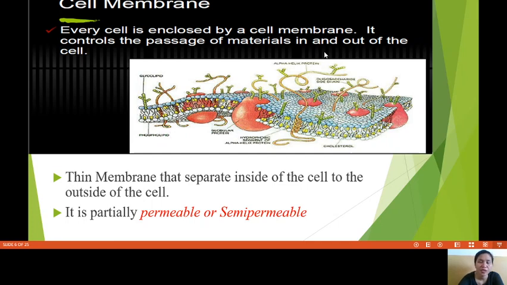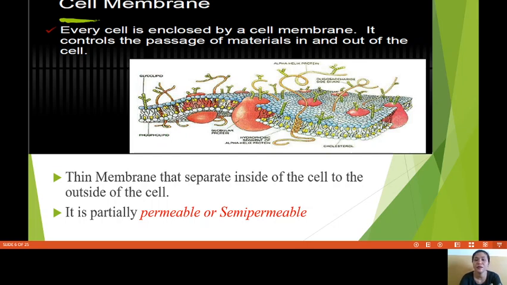So what does this cell membrane do? It is permeable, or partially permeable, or semi-permeable. When you say semi or partially permeable, it's like, for example, this is your wall or your cell membrane, and there is a door which only allows certain individuals to go inside or to go outside. Not everyone can enter, not everyone can exit. Selected. That is what you call semi-permeable or partially permeable.